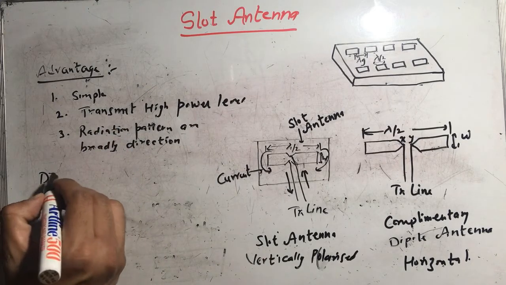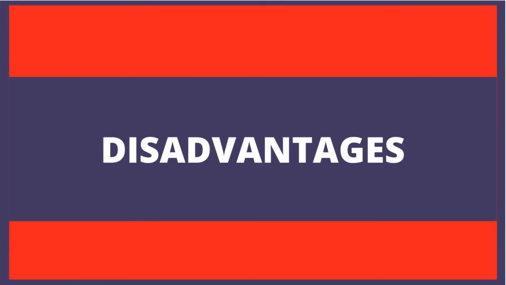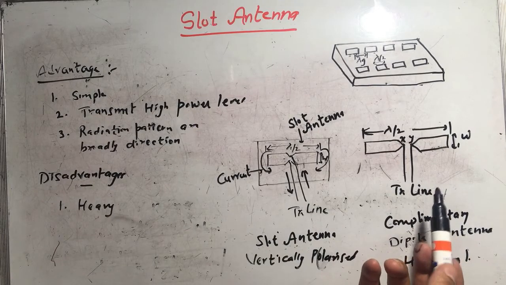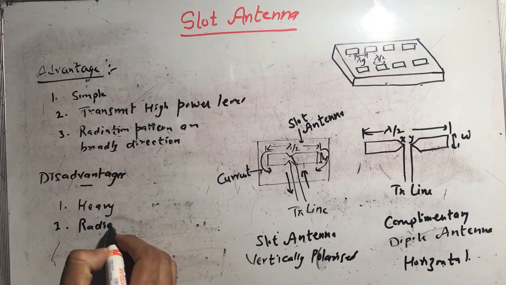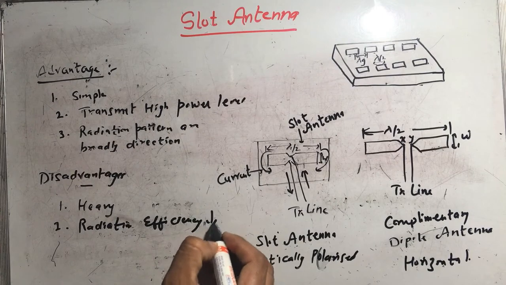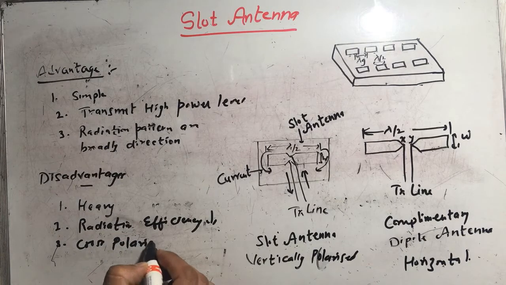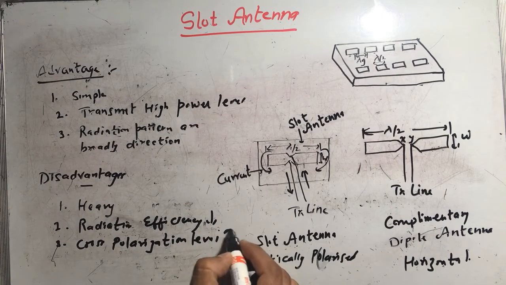Now its disadvantages. First, they are heavy compared to their dipole equivalents. Second, they have low radiation efficiency. And third, they have a high cross polarization level.